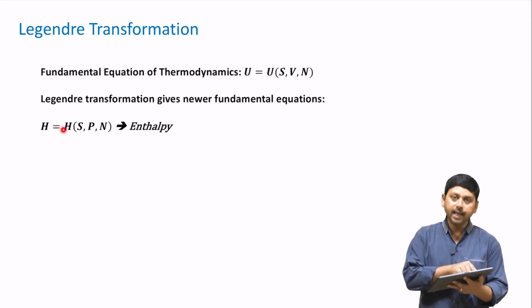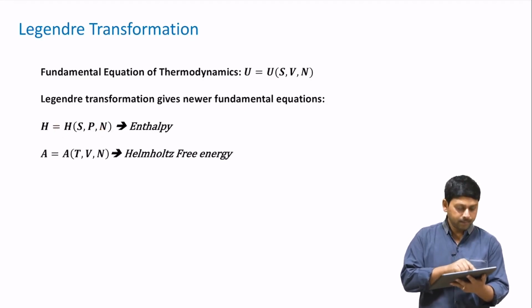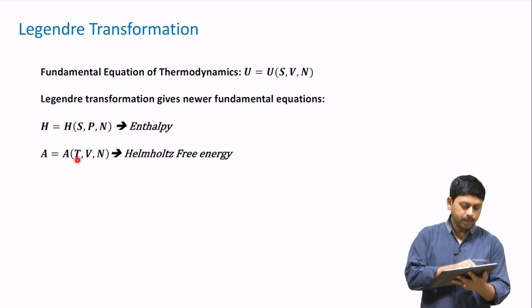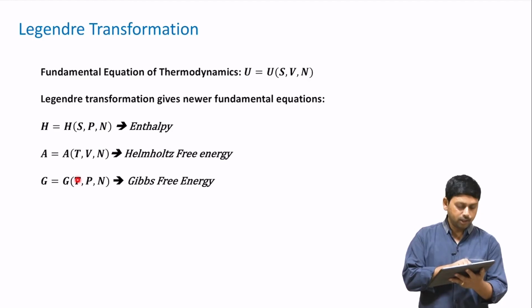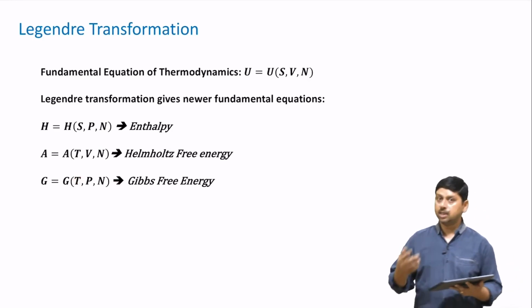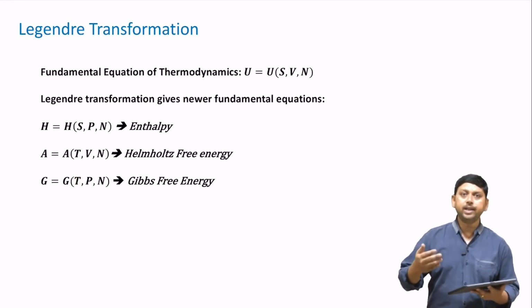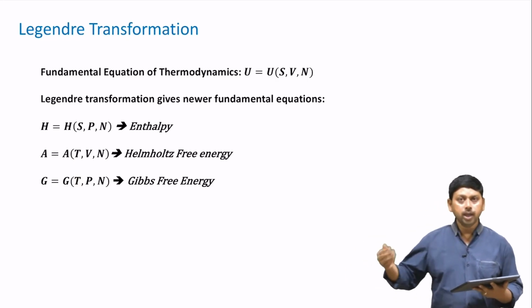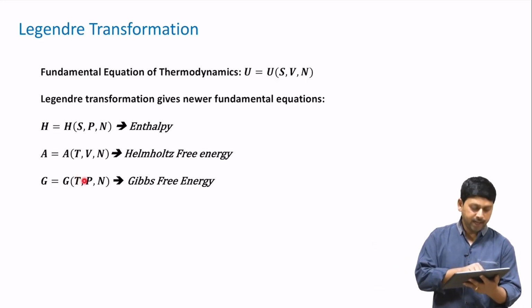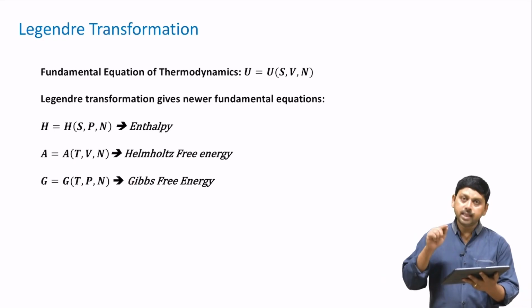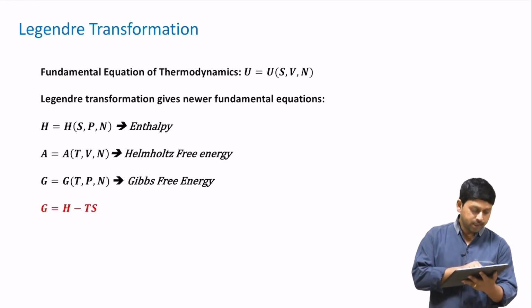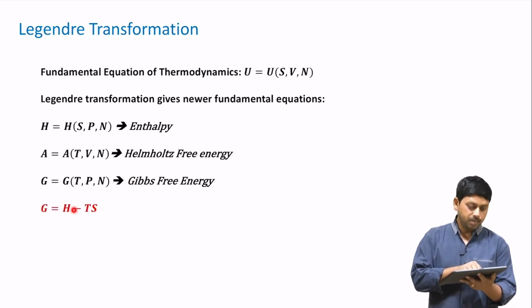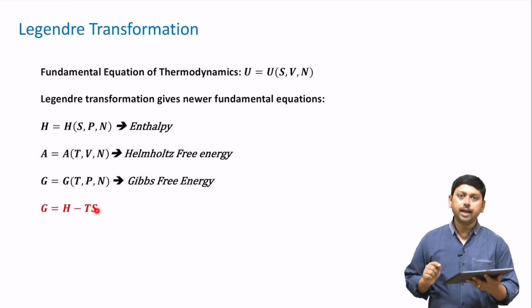H, the enthalpy, will be a function of S, P and N; A, the Helmholtz free energy, is a function of T, V and N; and G is a function of T, P and N. We have discussed that before: why we can write U as a function of S, V and N into G as a function of T, P and N. This is the Gibbs free energy, which by definition is enthalpy minus temperature times entropy.